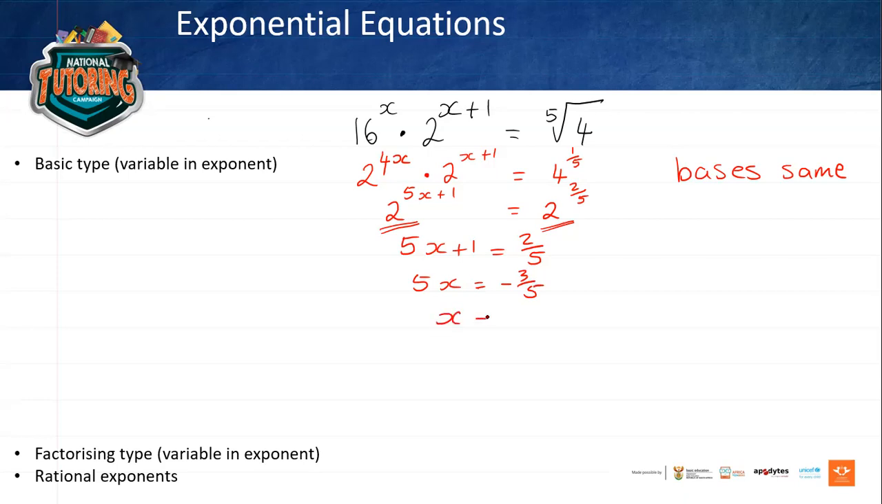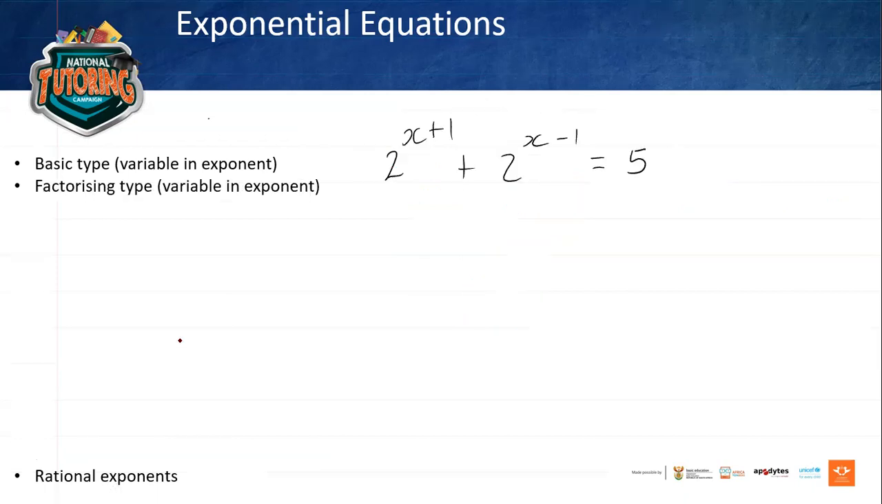Timesing both sides by 5, we get -3 as our solution. So make the bases the same, equate the exponents, and then we can solve. You can always go back and double check by subbing in -3 in your original equation and checking that left-hand side equals right-hand side.